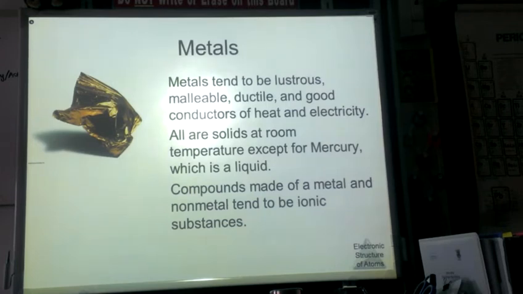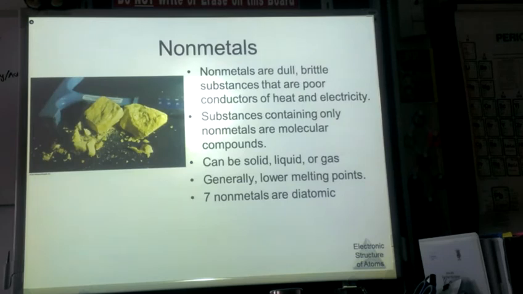Okay, for metals, again, they're lustrous, they're malleable, they're ductile. Malleable just means that we could pound it into thin sheets, ductile, drawn into thin wires. They're good conductors of heat and electricity. All of them are solids at room temp, except for mercury, which is going to be a liquid. And we tend to say that ionic compounds will form when we have a metal and a nonmetal. So an easy way to know an ionic compound is to recognize that there's a metal that's bonded.